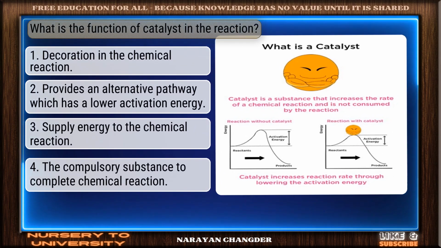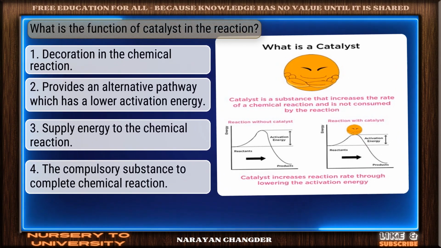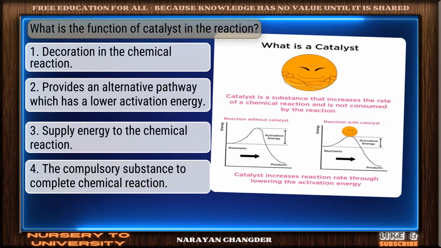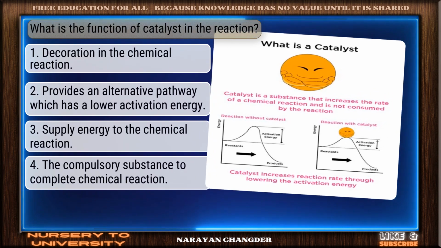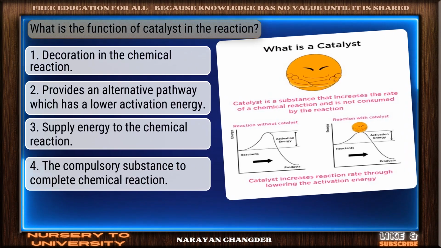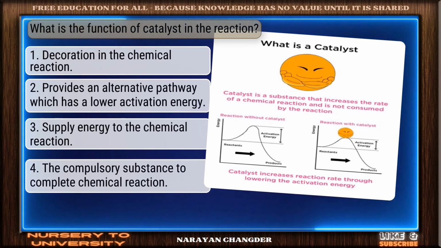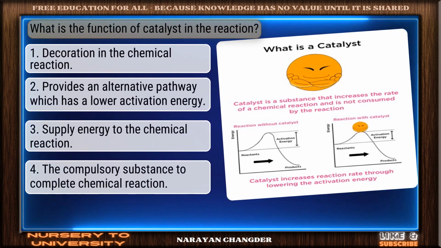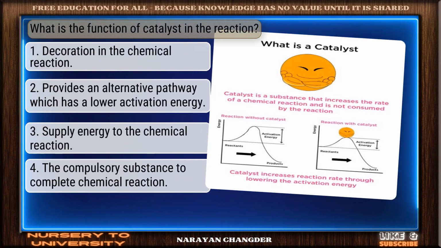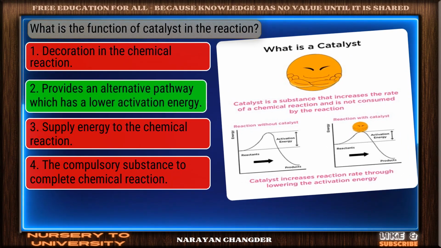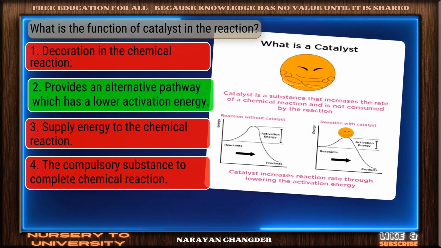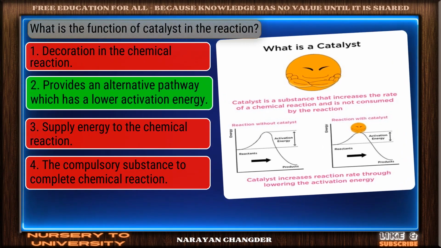What is the function of a catalyst in the reaction? Option 1, decoration in the chemical reaction. Option 2, provides an alternative pathway which has a lower activation energy. Option 3, supply energy to the chemical reaction. Option 4, the compulsory substance to complete the chemical reaction. Provides an alternative pathway which has a lower activation energy. Well done.